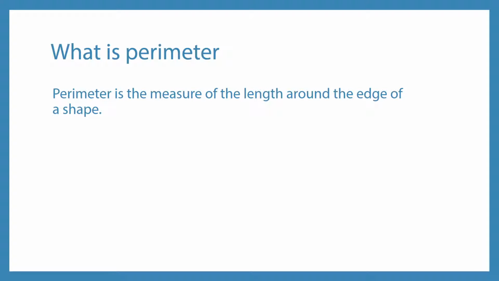So, perimeter is just the measure of the length around the edge of a shape. So if we had a shape, then we're just finding how long it is for us to go the whole way around the shape. The perimeter would be the number that we give to that.